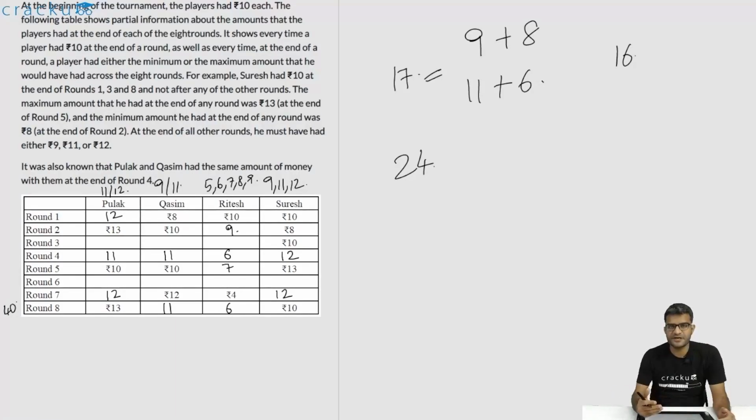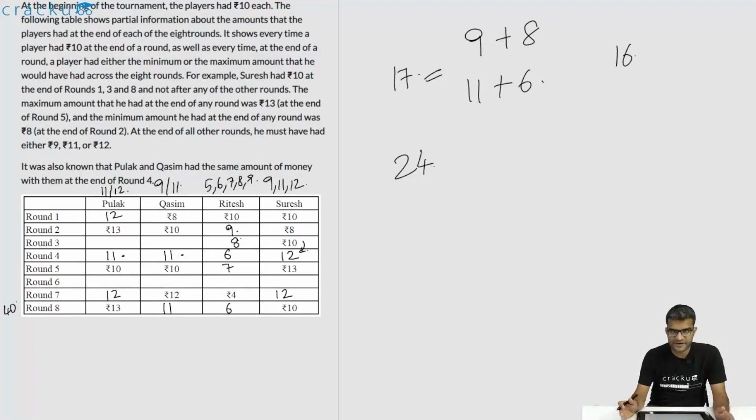Now if you are looking similarly at the shift from round 3 to round 4. From round 3 to round 4, Suresh has gained 2 rupees. So somebody has to lose 2 rupees in round 4. Who would that person be? If that person was Pulak, at the start of round 3, he should have 13 rupees. That's not possible because only 11 or 12 is allowed for Pulak. That cannot be Kasim because he also is not allowed to have 13 rupees in any round. That would imply that the only person who would do that is this guy Ritesh, who would have 8.